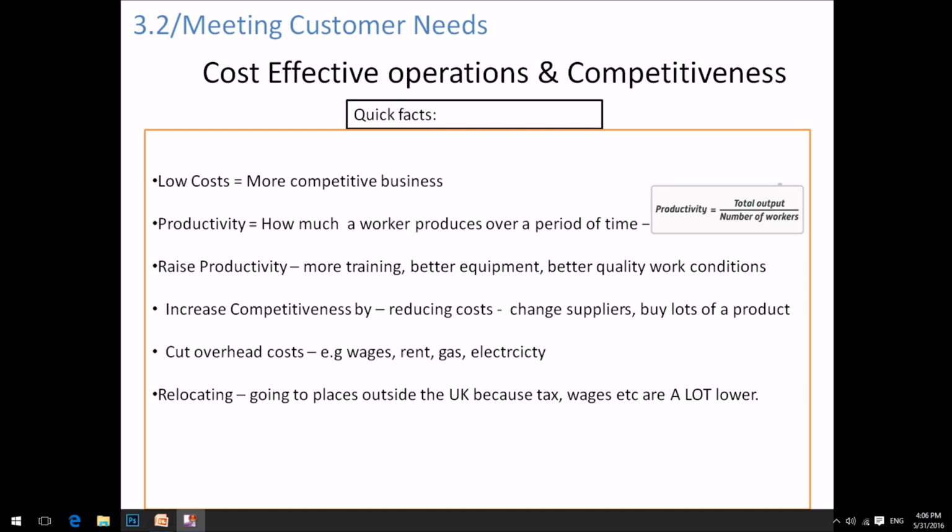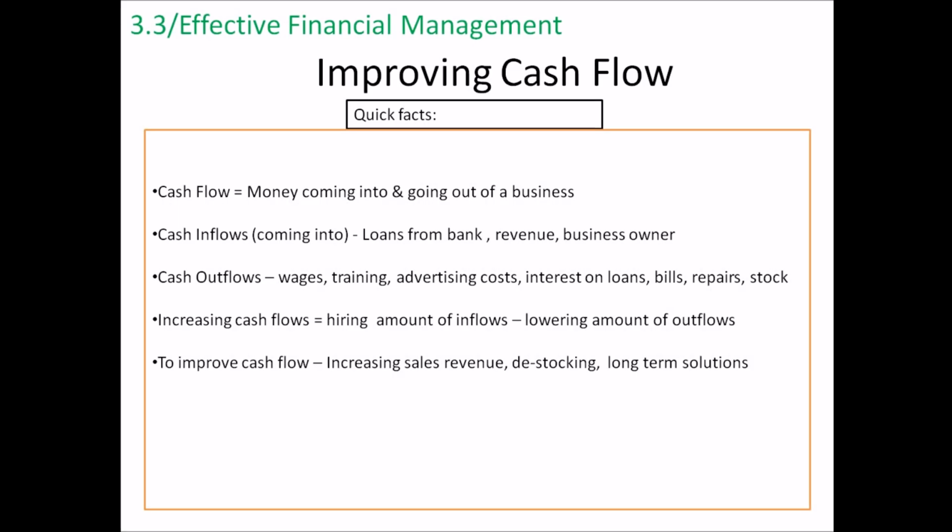And this is where tax, wages, etc. are a lot lower, and therefore this is why most clothing companies like Primark go make their clothes or get their clothes from a different country, because wages are a lot lower, meaning that they can make more profit on the clothes that they sell. Alright then, so we'll now look at 3.3, and that is all about effective financial management.